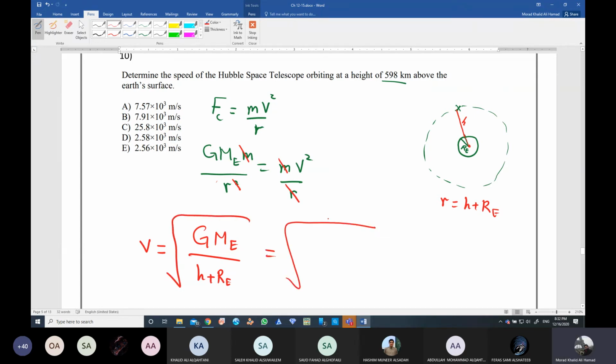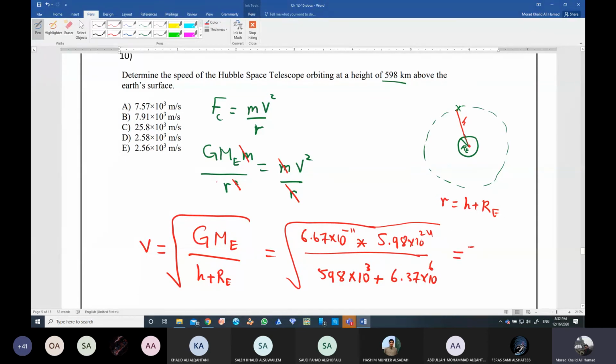We need to substitute the values. So G, again, it is 6.67 10 to minus 11 times the mass of Earth is 5.98 10 to 24 kilogram divided by h, it is 598,000 because it's kilometer. We need to transfer it to meter. 10 to 3 plus r of Earth, which is 6.37 10 to 6. شباب تابعوا معي بلاش انسى حاجه. And if you calculate this one, this will give you 7.566 meter per second.